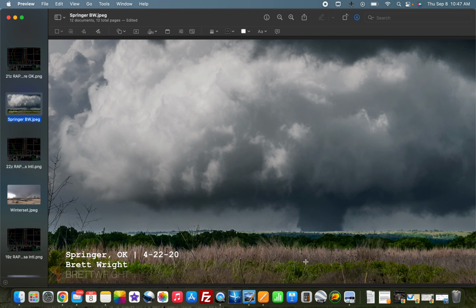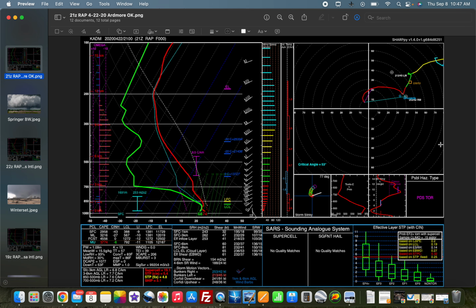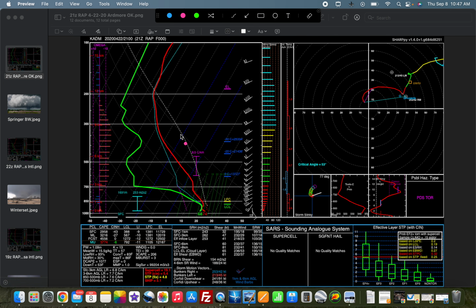This is a photo here showing the very large tornado that occurred near Springer on that afternoon. This was the proximity sounding to that environment. So you can see here a very large overall CAPE, very strong instability here. But take a look at our 3CAPE values, and this is where it's going to be plotted on our SPC soundings and our model soundings as we have here.